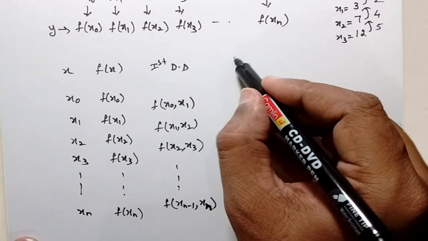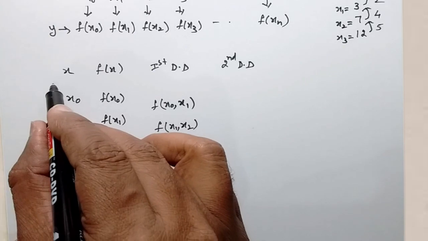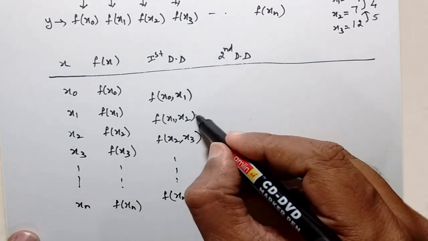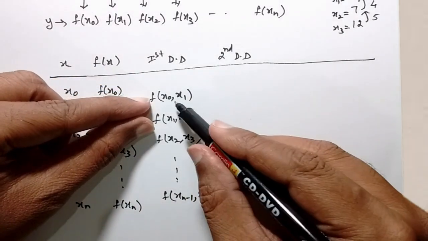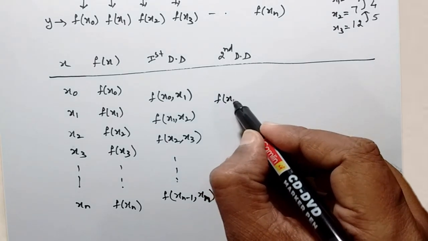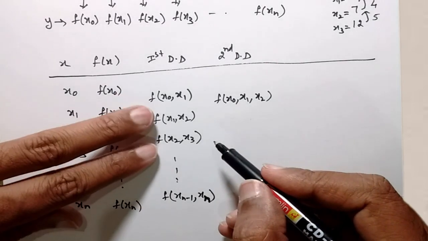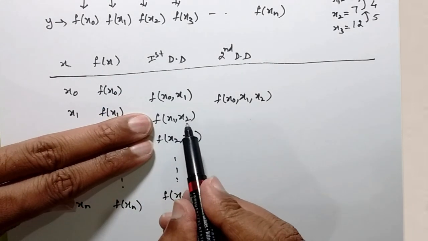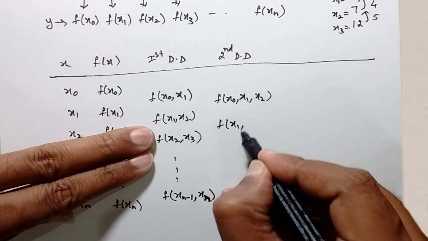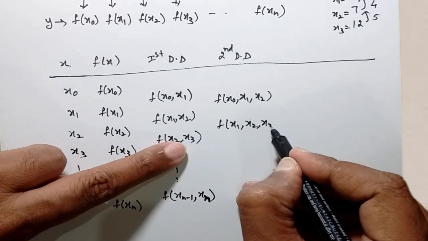Similarly you can write down the second divided difference. So in short, second dd. The second divided difference can be written using these two sets of values, x0, x1 and x2. So you write the value to be f of x0, x1, x2. Next, using x1, x2 and x3, f of x1, x2, x3.